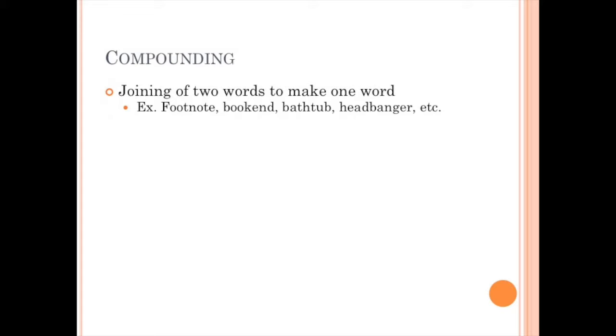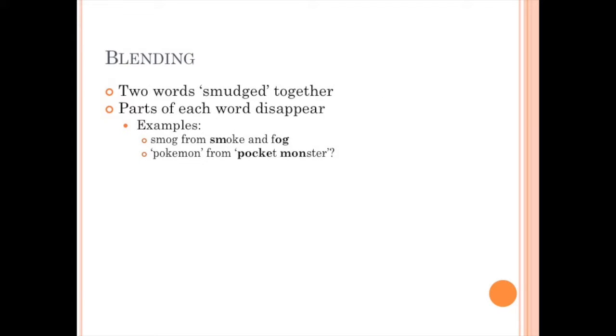Compounding is simply joining two words to make one word. For example, footnote, bookend, bathtub, headbanger. I'm sure you can come up with a lot of examples of compounding. Blending is when two words are smudged together, and parts of each of the words begin to disappear. So some examples might be smog from smoke and fog, or Pokemon from pocket monster. I'm sure you can come up with a couple of examples of blending.